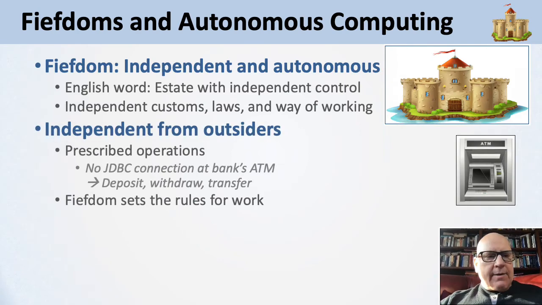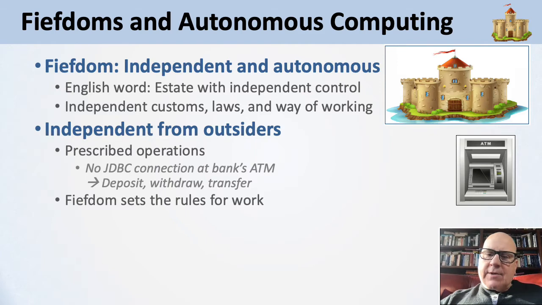Now, because it's independent from outsiders, when you're doing work with a fiefdom, you can't just do anything. You can only do the things the fiefdom is expecting you to do. When I go up to my bank's ATM, all I can do is deposit, withdraw, transfer. There's only a handful of things that ATM will do working with me. Every time I try to get it to give me a JDBC connection to the back-end database, it won't give me one. It's kind of like I'm an outsider and I can't do work with that database. Well, that makes sense because the bank needs to preserve its independence.